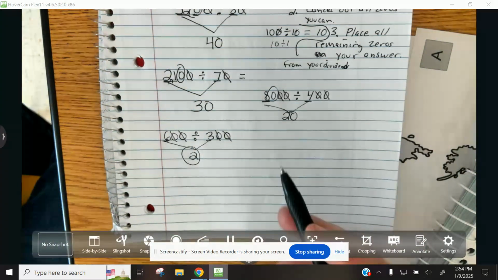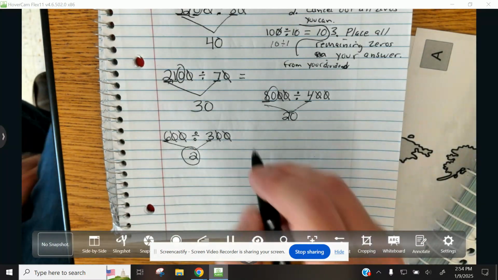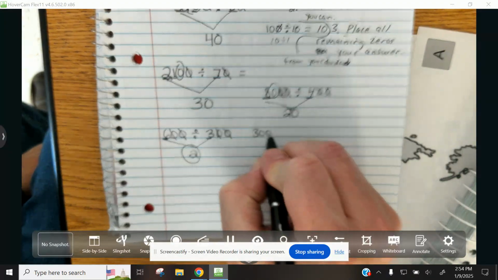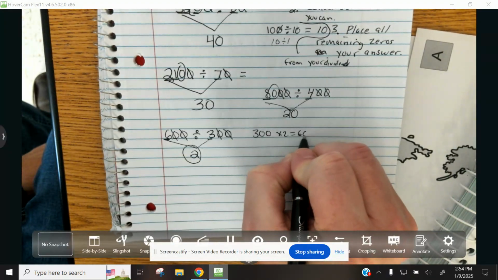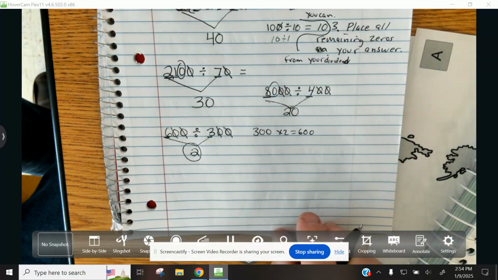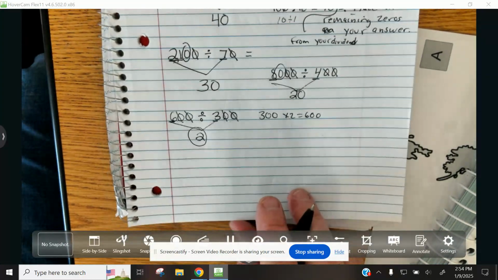600 divided by 300. And if you really wanted to see if that worked, well, let's go. 300 times 2 equals 600. So you can see that clearly works. So you can always use multiplication to check your work.